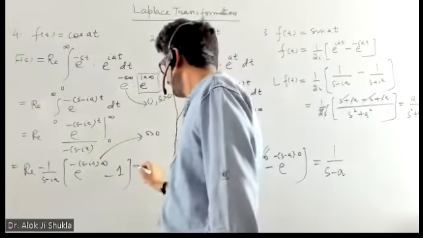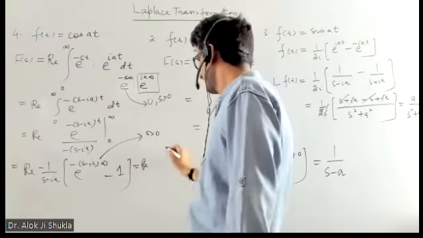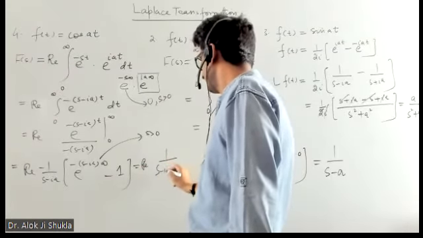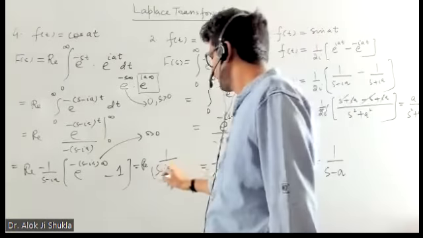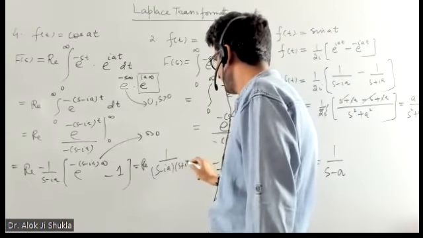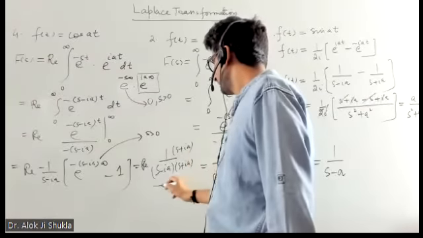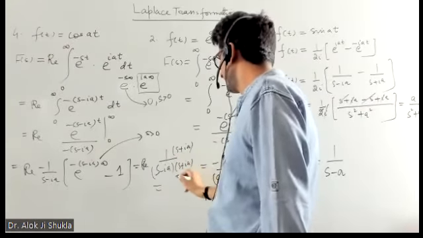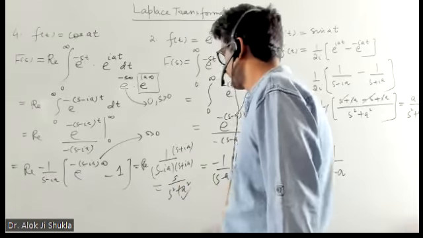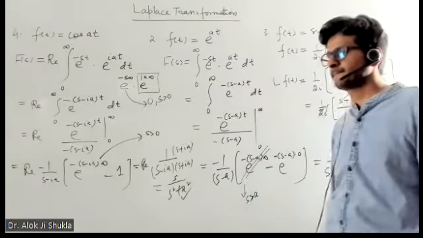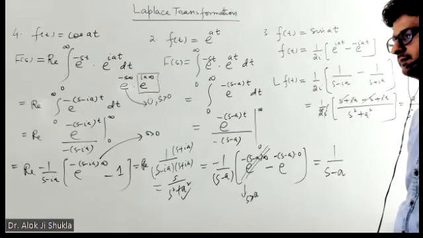So it will become real of 1 over s minus ia. We have to take real part. So just write s plus ia and s plus ia. Okay. So you have to take real part. So it will become s over s square plus a square. Right? Yes sir.